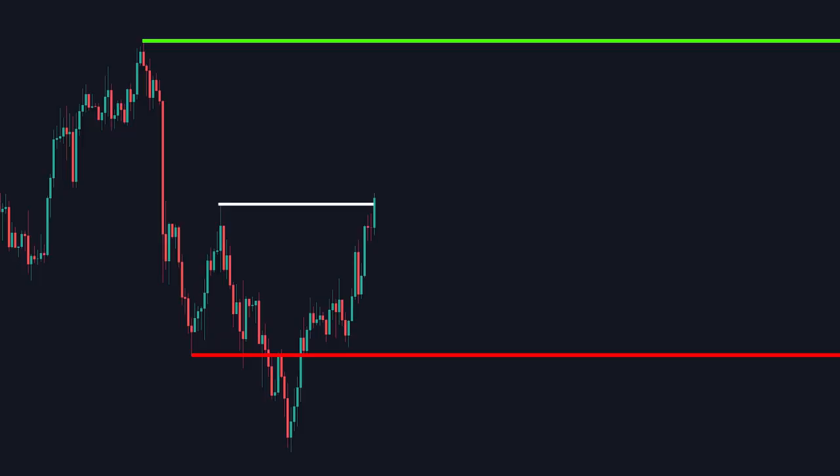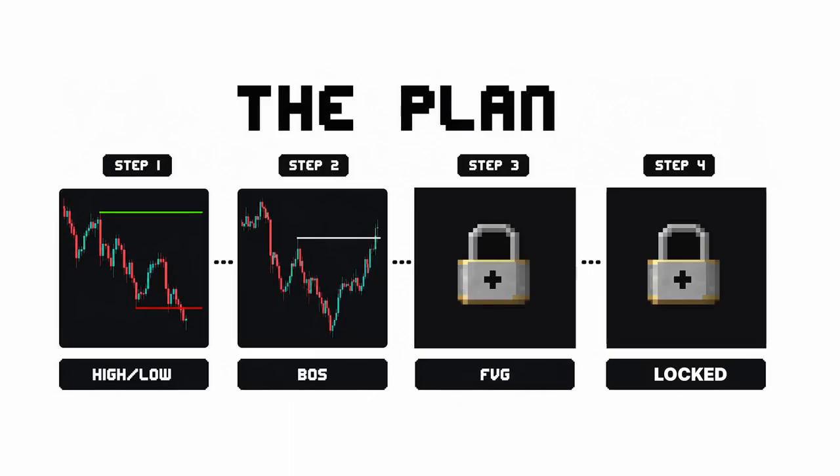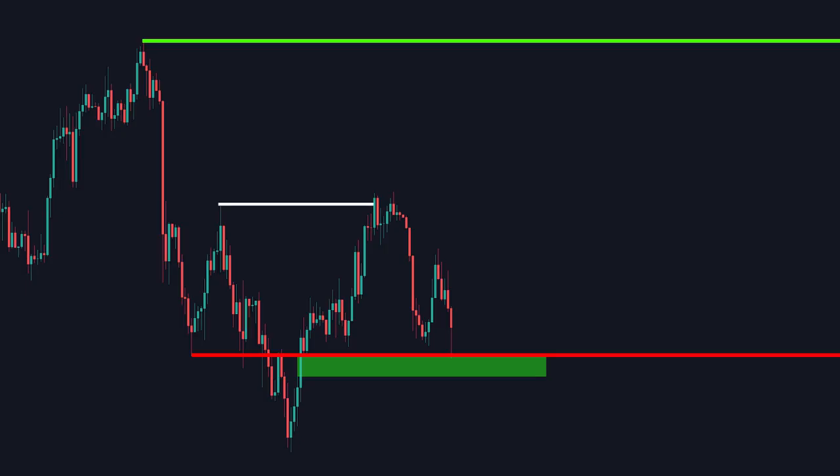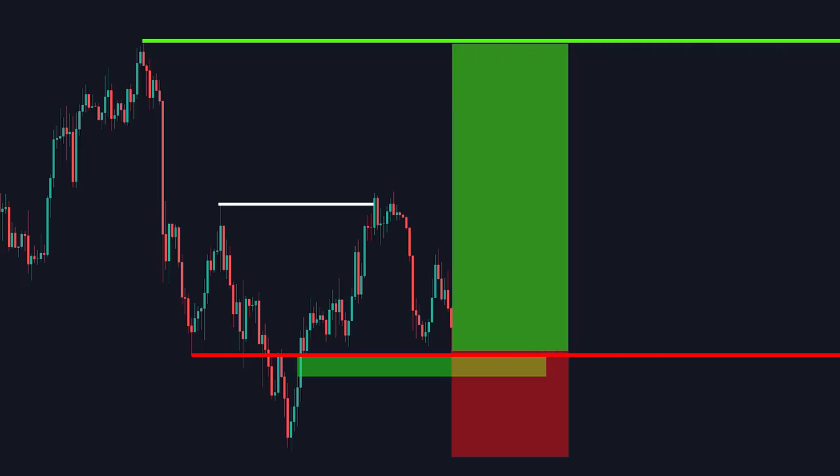While price did the break of structure, it left behind a bullish fair value gap. Wait for price to come down to this fair value gap. Once price gets here, we move to the next step. Enter the trade. Stop loss below the lows, and you're going to set your take profit at the previous day's high we marked before. And just like that, we got a winning trade.